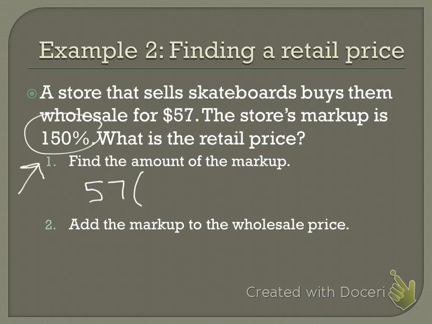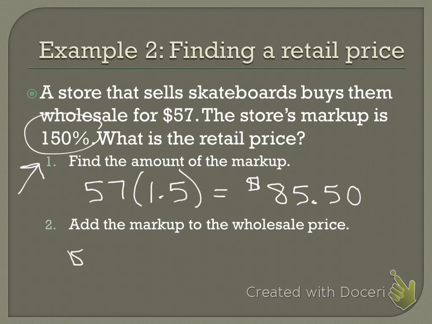What's 150% as a decimal? 1.5. It's going to be 1.5. And what's 57 times 1.5? Go ahead and do it in your calculators. That's correct. It's $85.50. Now that I know the markup amount, I can go back and add it to the original, the wholesale price, to get my new price. Okay? So in this case, I'm adding, because I started with a wholesale price, I figured out the markup, and I added it to get to the new price.